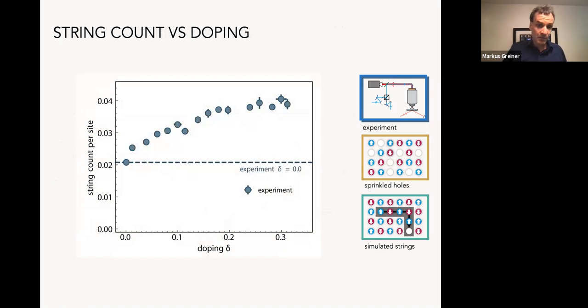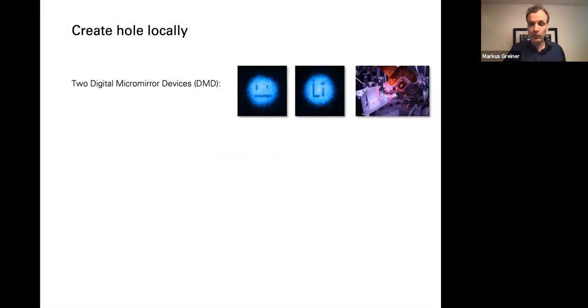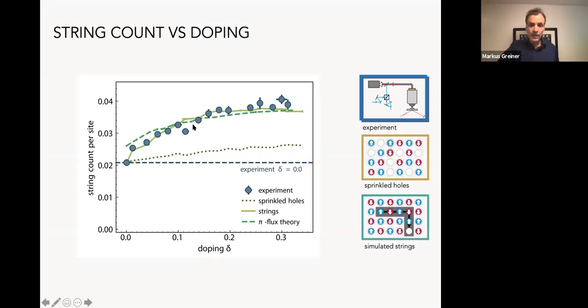We can also measure how many strings we have as a function of doping here, and we can subtract what we find at zero doping, taking this as a baseline. And then again, we can compare to different theories like sprinkled holes, our string theory, and we see pretty nice agreement. But of course, you can also compare to other theories, like the rotating valence bond theory, for example, which also looks quite good.